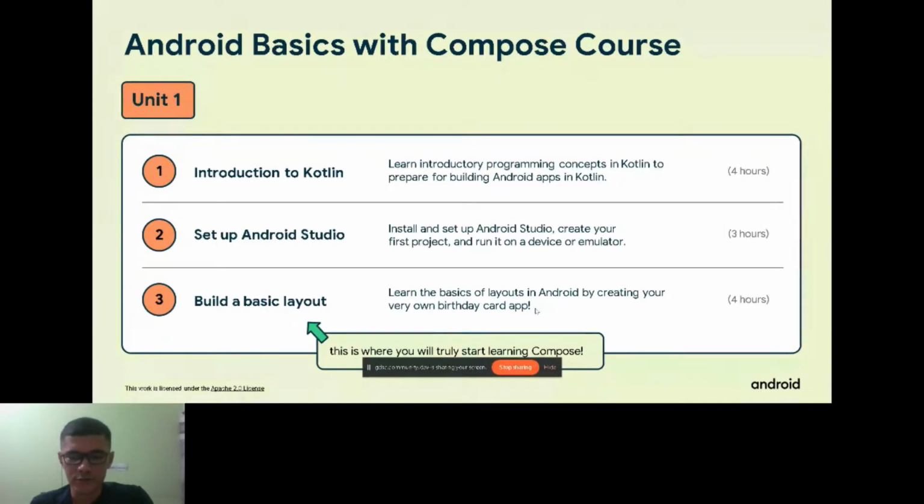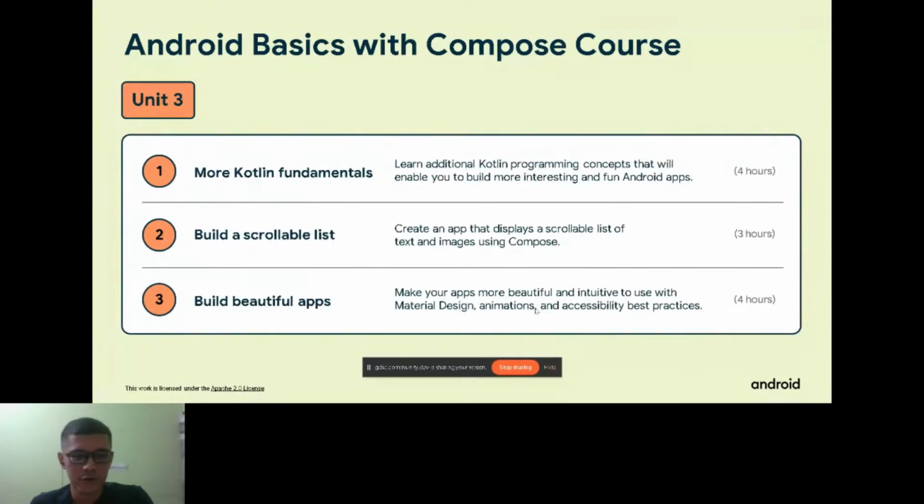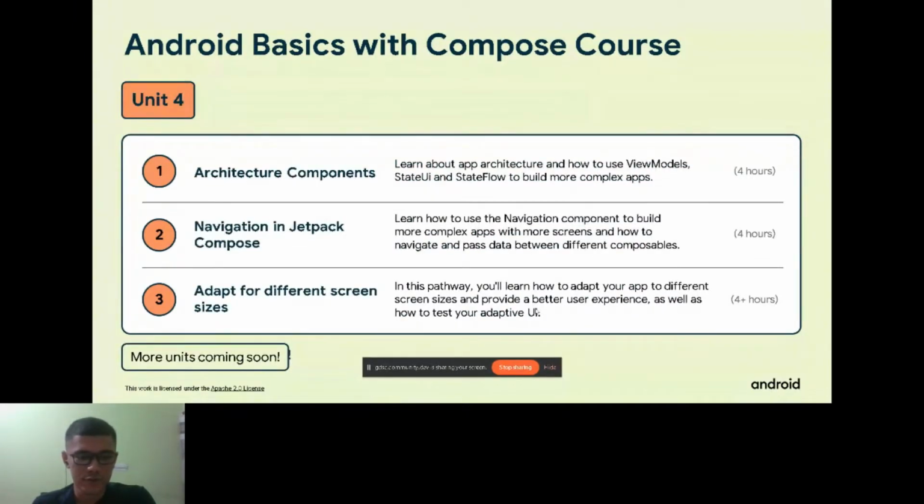Then building a basic layout would be creating basic layouts, in which you will be learning how to create a birthday app. In the second unit, it would be more about Kotlin, so as to develop more advanced Android applications. Then we'll be creating a button, and then there will be some state related stuff. Then there will be more Kotlin fundamentals. The level of difficulty will be increasing with the course, so you must be consistent with the course.